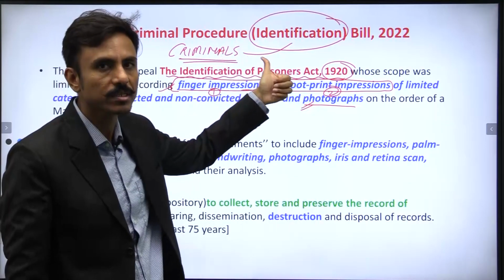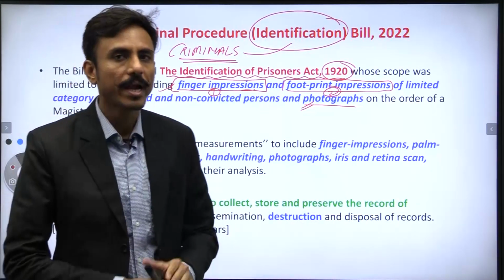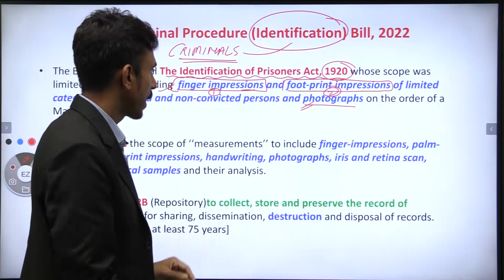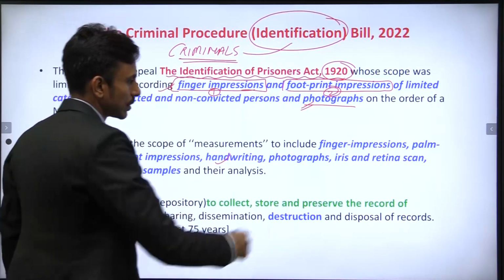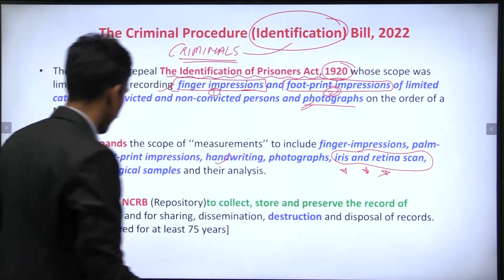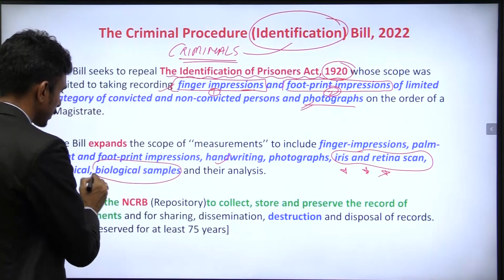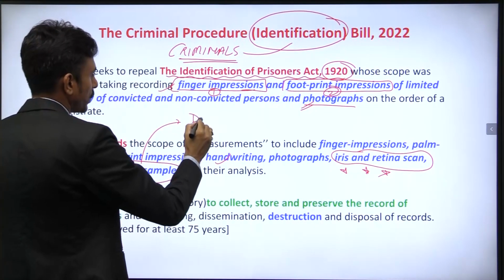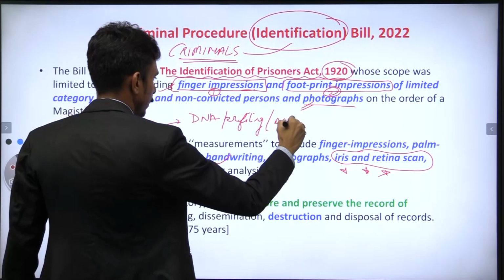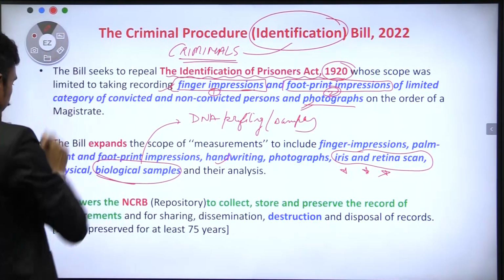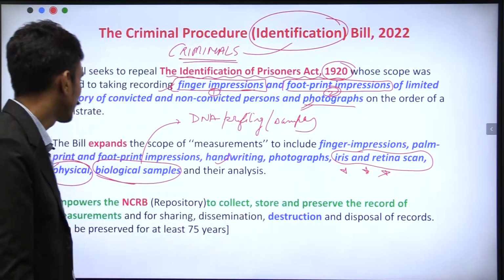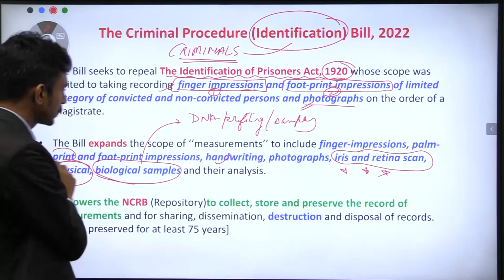So this bill envisages to increase this scope, and in this way it would be including many other things to identify the criminal. These include the handwriting, the iris and retina scan, very, very important. Similarly, very controversial biological samples. When I say biological samples, I mean DNA profiling, DNA samples, right? The physical samples, DNA or biological samples, iris or retina scans. Similarly, the handwritings, the palm print, right?